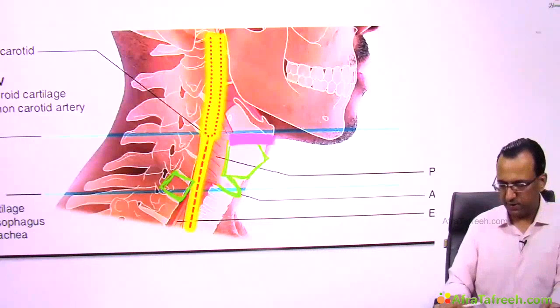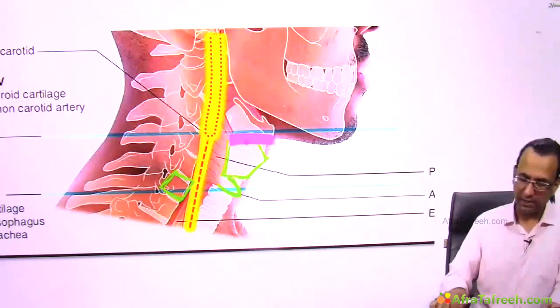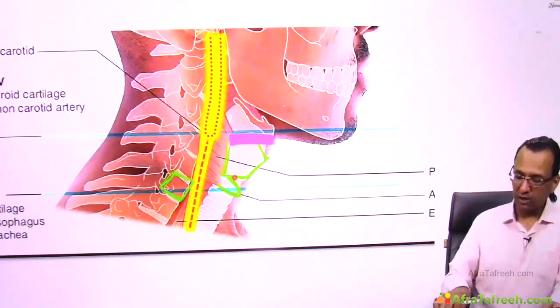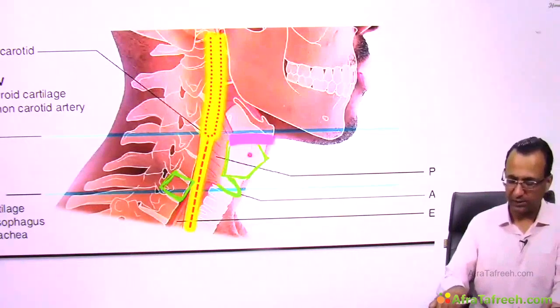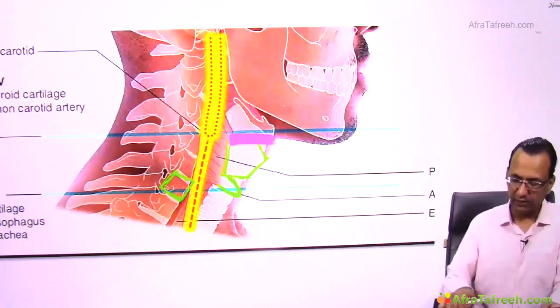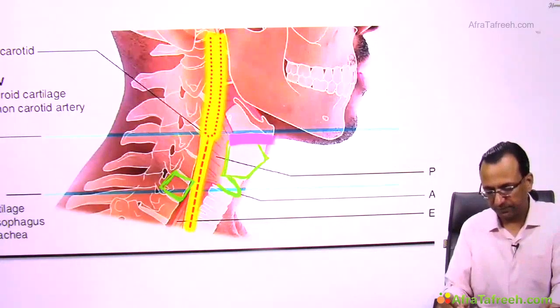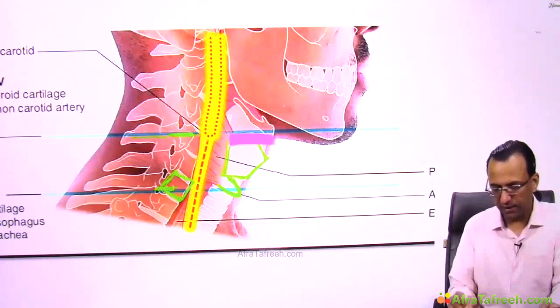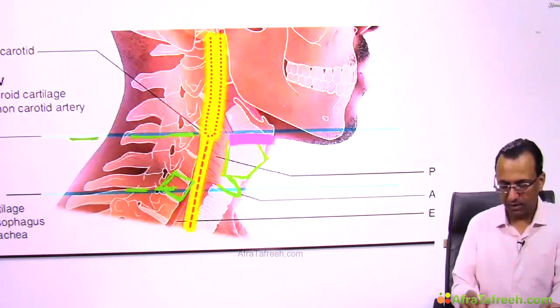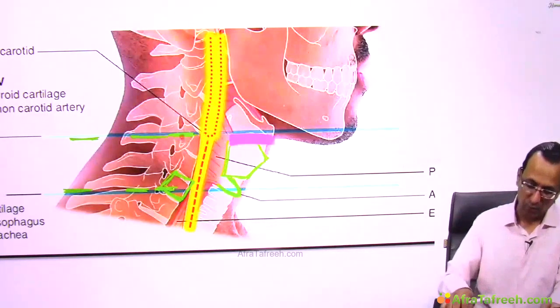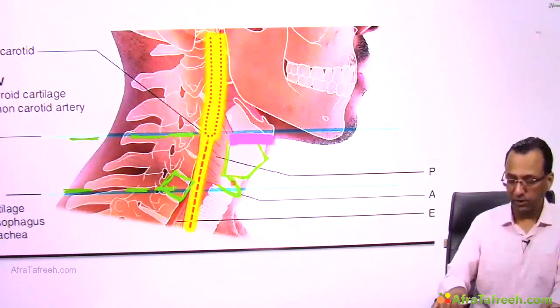Then where is the larynx? Thyroid cartilage, cricoid cartilage, this is the larynx in the adult male. Tell me what is the extent? Must be C6, C5, C4 and C3. Yes, this is the line. This line tells you the extent of the larynx: C3 to C6 vertebra in the adult male.